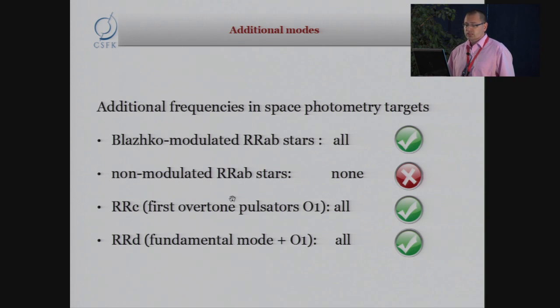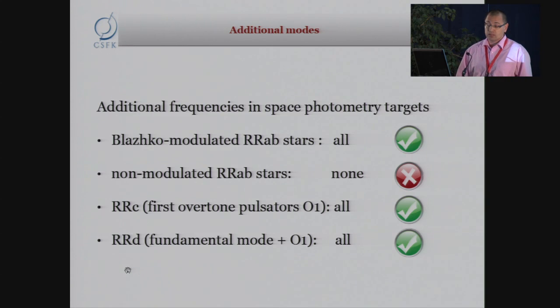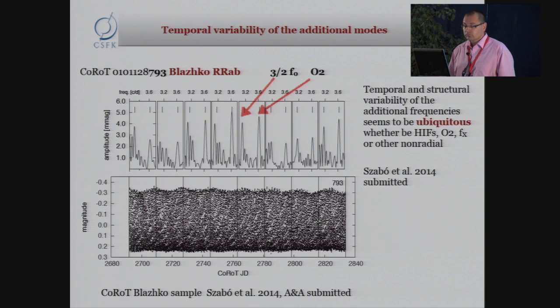So to wrap up, it's very important to summarize these findings, that actually all of the Blazhko modulated stars and all the RRC first overtone stars and the canonical fundamental double mode stars do show these additional frequencies. And a very important exception is non-modulated stars. We do not see additional modes here.